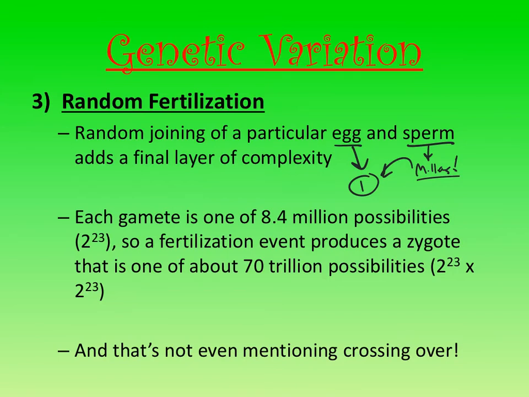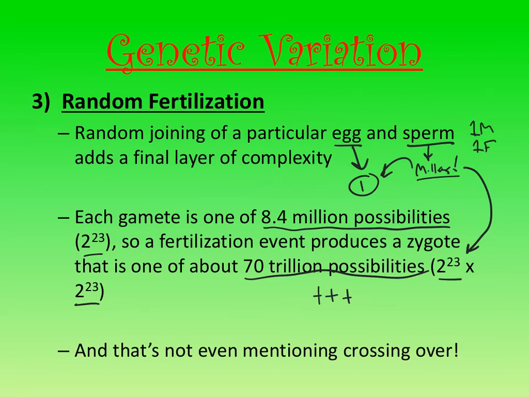Now, if we put together numbers here, right? Each gamete is one of 8.4 million possibilities that we mentioned a couple slides back. So a fertilization event produces a zygote that is about one of 70 trillion possibilities, right? 2 to the 23rd times 2 to the 23rd. But we never even know which of these millions of sperm that's going to be, which means this number gets even bigger.